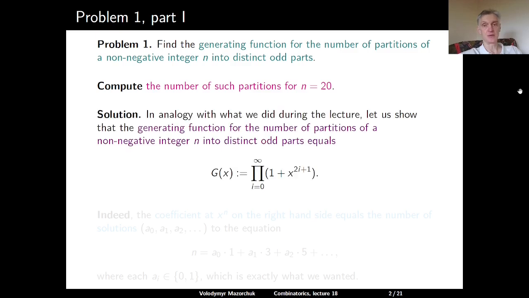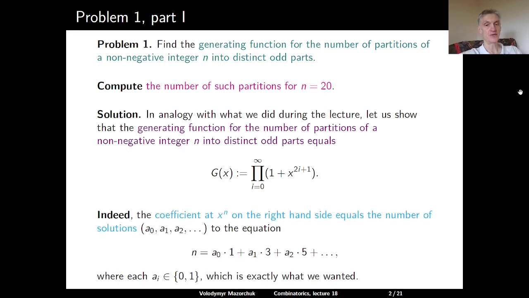Solution. In analogy with what we did during the lecture, let us show that the generating function for the number of partitions of a non-negative integer n into distinct odd parts is given by the following formula. So g of x is equal to the product over all i from 0 to infinity, and the factor corresponding to i is 1 plus x to the power 2i plus 1.